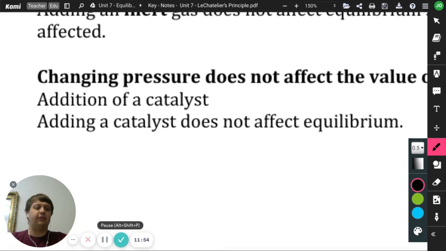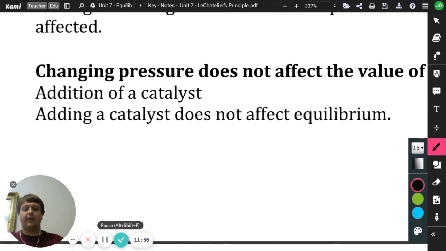So let's look at this. What if I were to add a catalyst to a system? What would that do? Well, the catalyst, remember, does not actually participate in the reaction. And so since it doesn't participate in the reaction, it will not affect our equilibrium, okay?